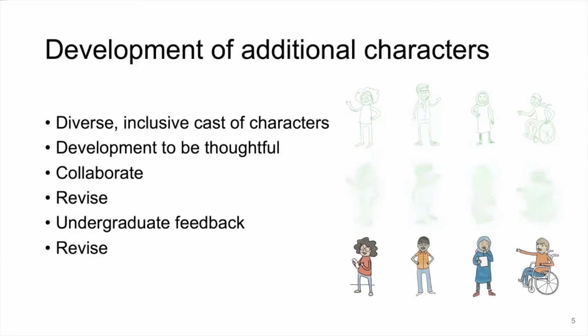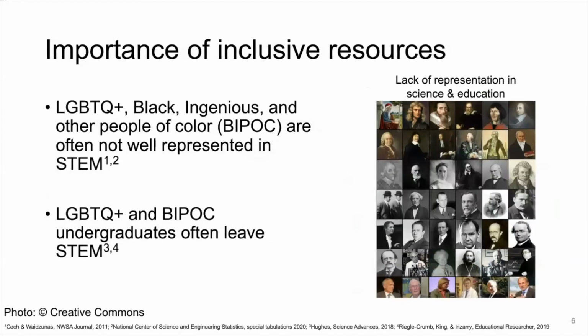So we worked with cultural houses, conducted a survey, and revised our characters based on feedback. We wanted to include a diverse group of people because LGBTQ+, Black, Indigenous, and other people of color are not well represented in STEM. The lack of representation in science and education often causes undergrads to leave STEM.